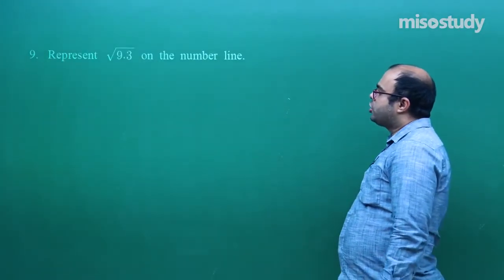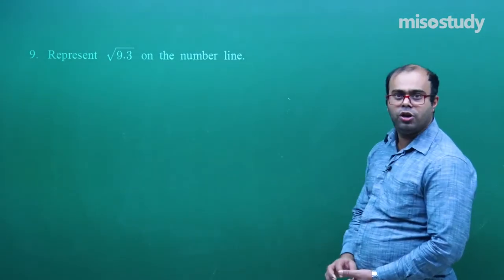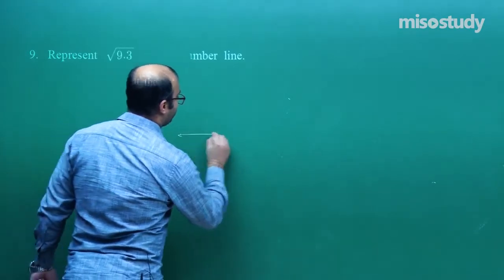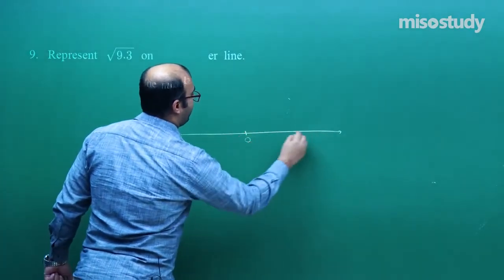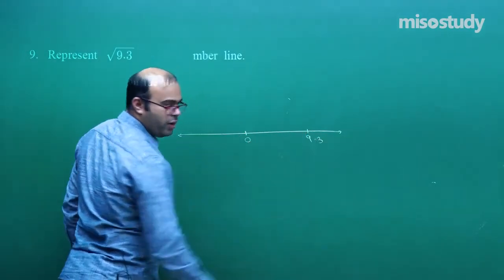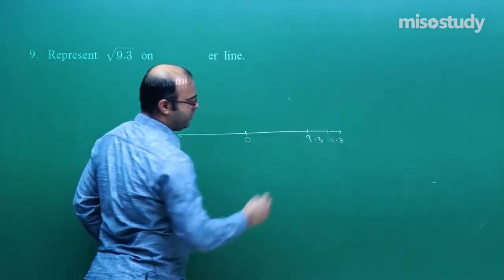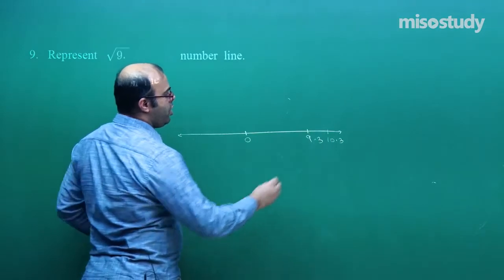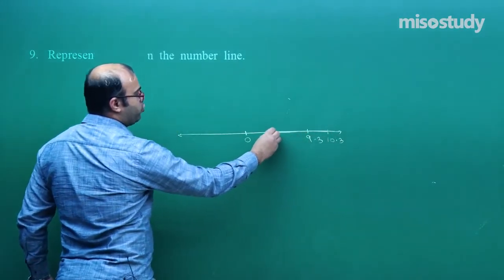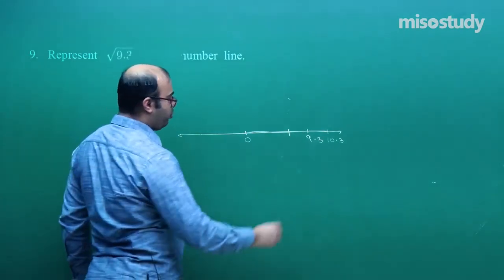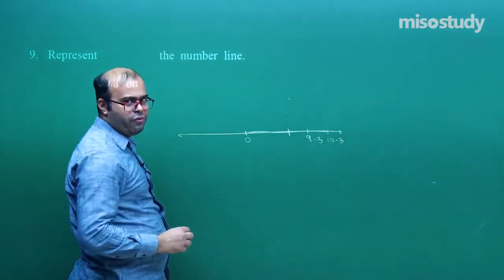Let us take another question. Represent root over 9.3 on the number line. Do we remember this form? Yes. How do we do that? First let us plot 0 and 9.3 here. Next we take one distance more, 10.3. We take the midpoint of these two, that will be somewhere here, suppose that is 5.15.